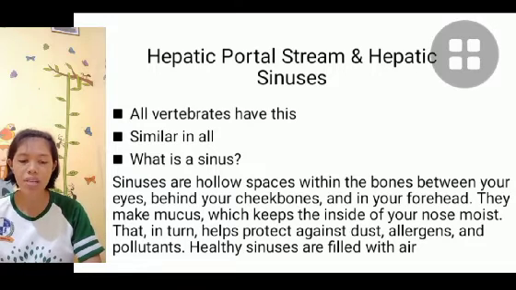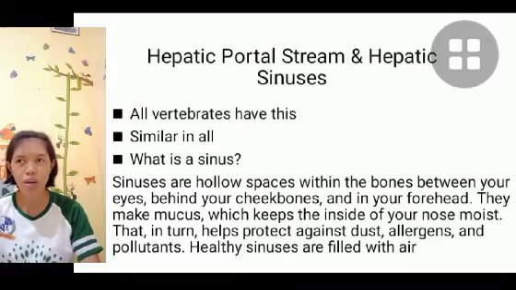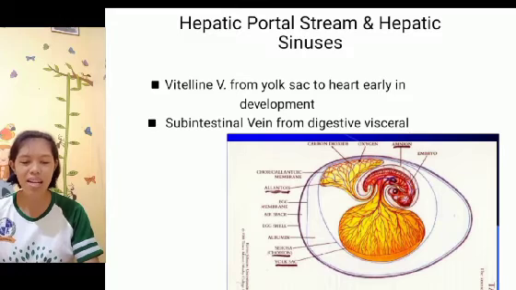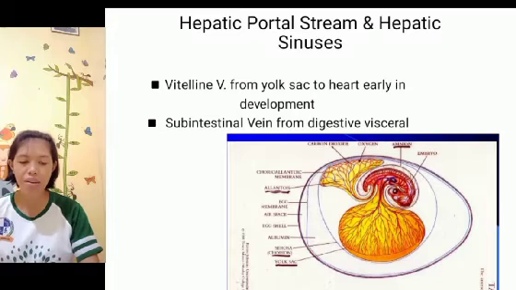So here, all vertebrates have this, similar in all. Now, what is a sinus? Sinus, that's referring to the veins. Now, we have here the hepatic portal stream. So this one, we have the vitelline vein from the yolk sac to the heart early in the development. So it is in the embryonic stage or embryonic life.